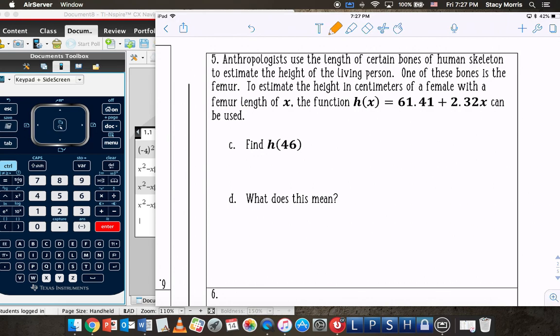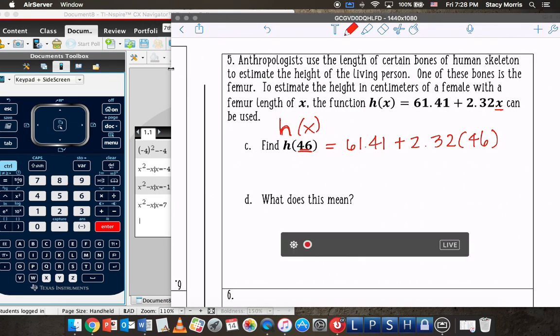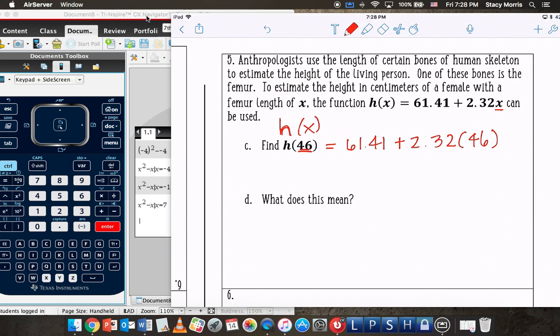So a lot of words there, but essentially it's just asking us to do the same thing. It wants to know, what does this equal when x is 46? That's h of x. So x is now 46, so we're going to take that 46 and plug it in for this x right here. If I were writing that out, it would look like 61 and 41/100 plus 2 and 32/100 times 46. I plug it in with parentheses, so you could type it in exactly like that. That's one option. The other option is to use that other method that I was showing you.